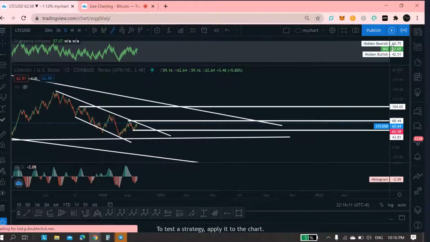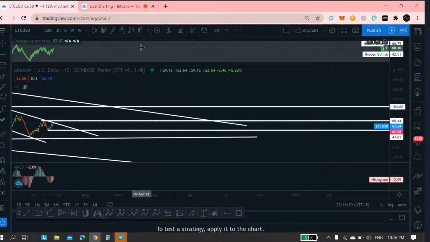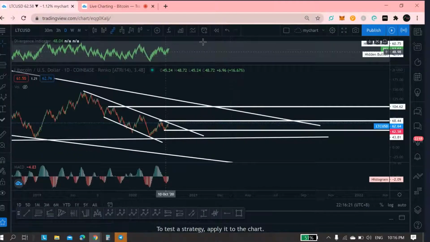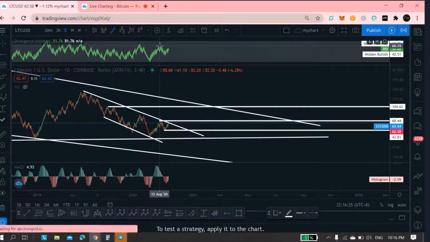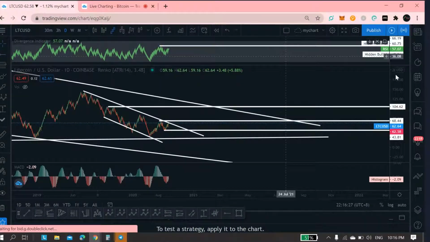So using this divergence indicator, RSI is at 57, and trending higher. So I expect it to move higher or possibly retest this area around the 66 area. We have a hidden bearish at the 61 area. So let's see.